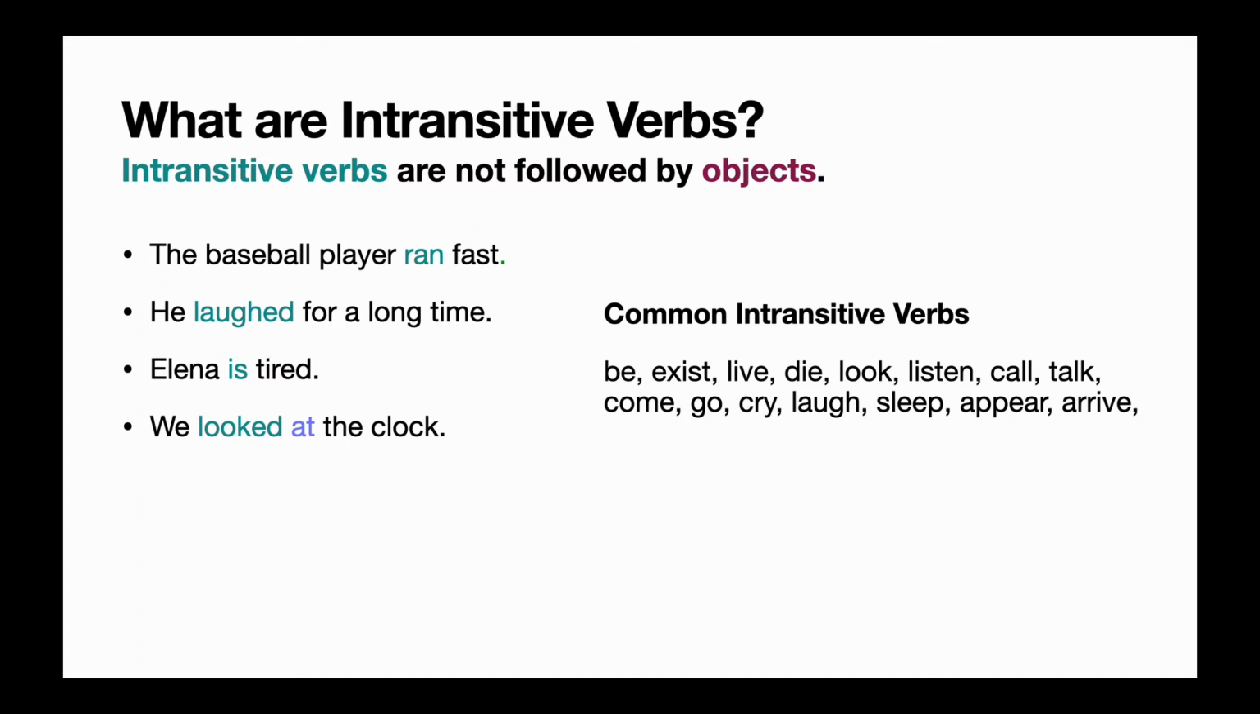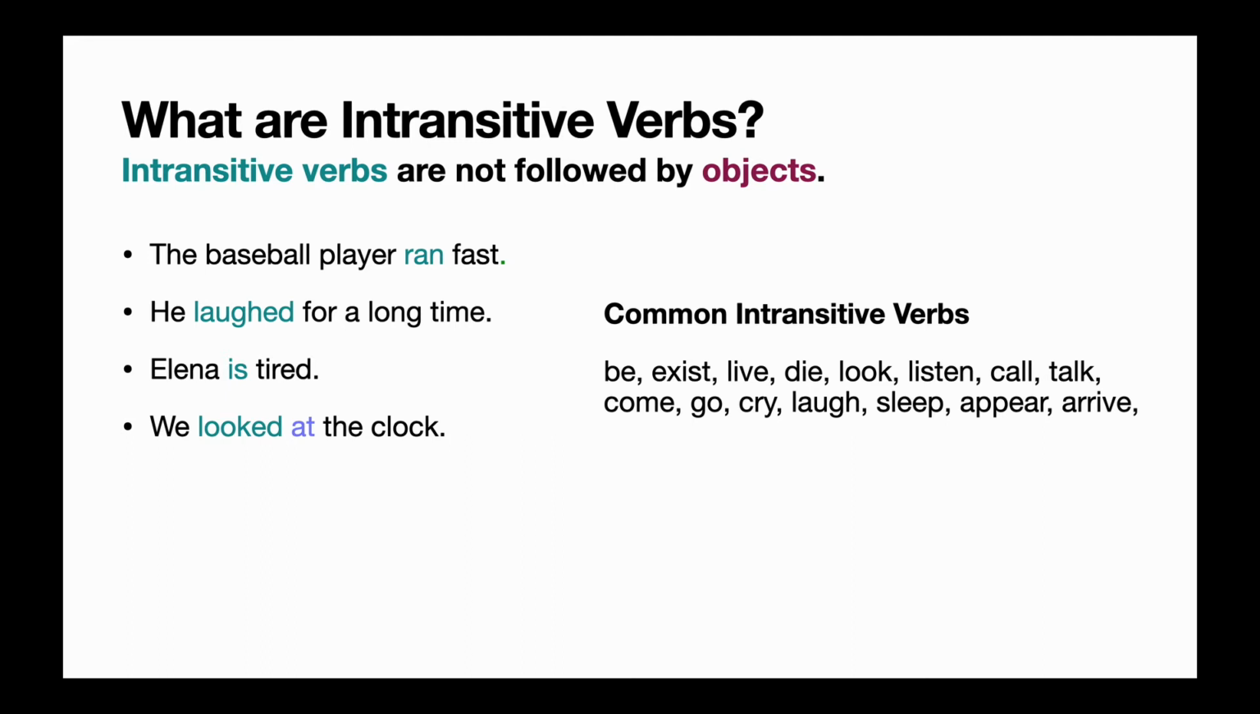Take a look at these sentences. In these sentences, we have verbs. The first is the baseball player ran fast, or he laughed for a long time, or Elena is tired, or we looked at the clock. After these words, we have words that are not objects. Fast is not an object. For a long time is not an object. It's not a thing. Tired is also not a thing. Can you guys remember what kind of word tired is? It's not a noun, but an adjective because it describes Elena. Or in the last sentence, again, we have a preposition before the object. So these are intransitive verbs.